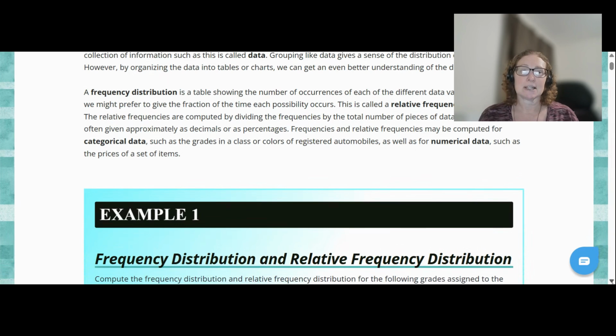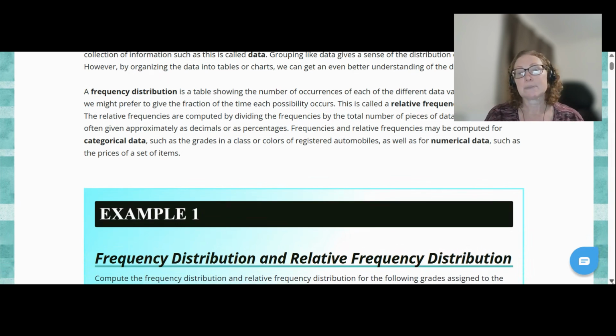The frequency distribution is something else we're going to look at. It's a table that shows how many times each different data value occurs.